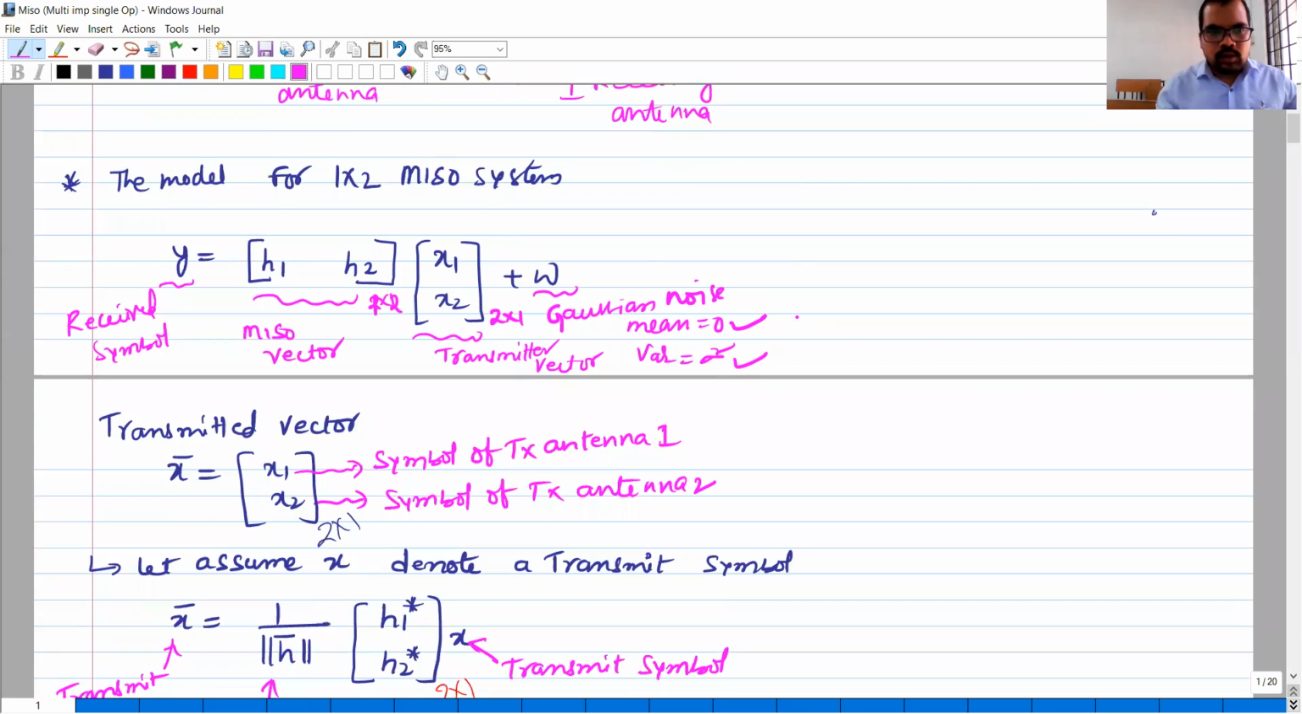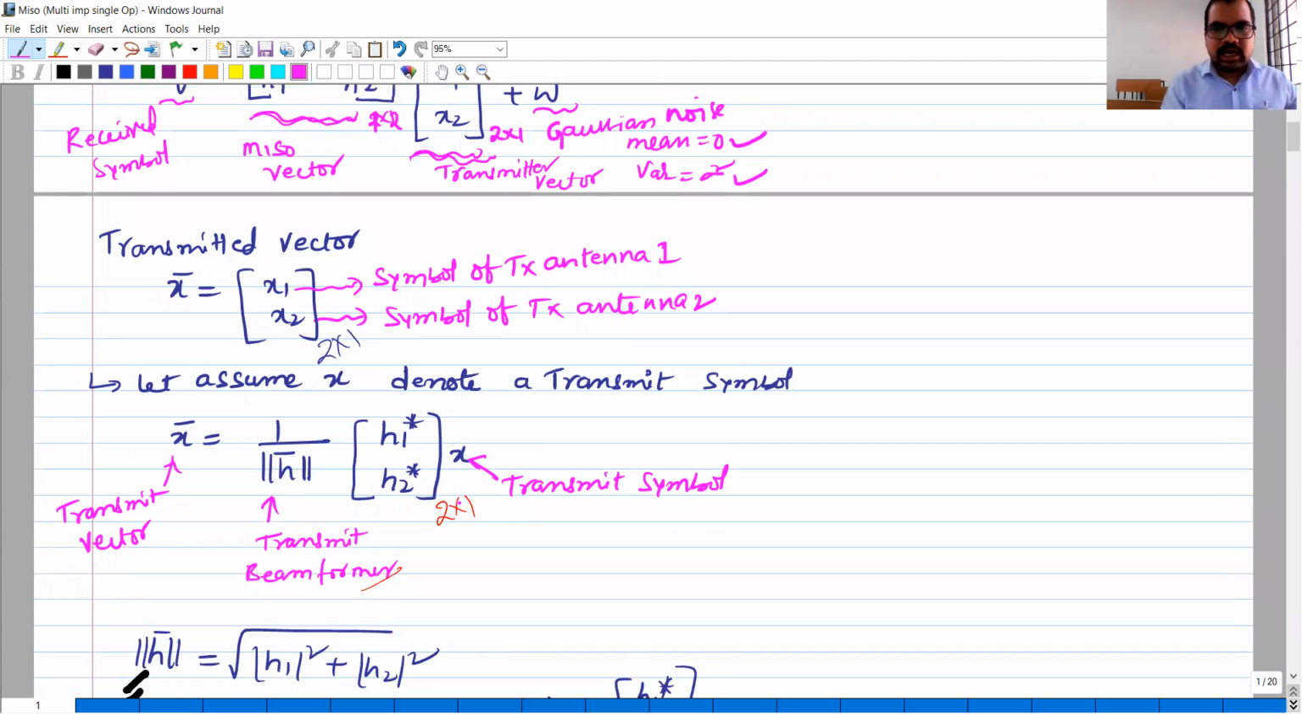Now the transmitted vector. Just now I said this belongs to the transmitted vector. This is the multi-input single output system vector with coefficients, and here it is the Gaussian noise. The transmitter vector is represented with X bar. X bar is equal to X1, X2. Here X1 is the symbol of transmitting antenna 1 and X2 is the symbol of transmitting antenna 2. Let us assume X denotes the transmit symbol.